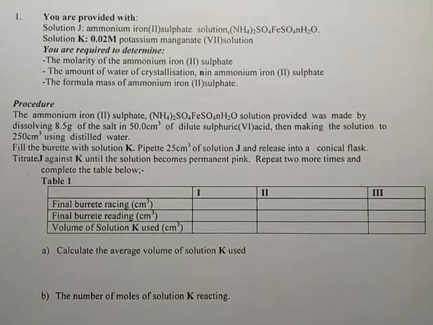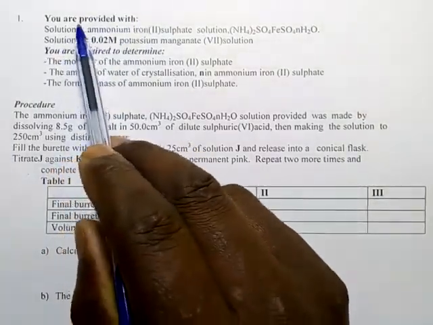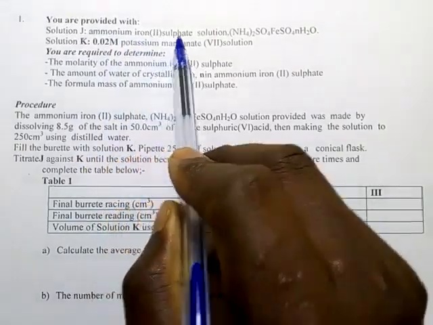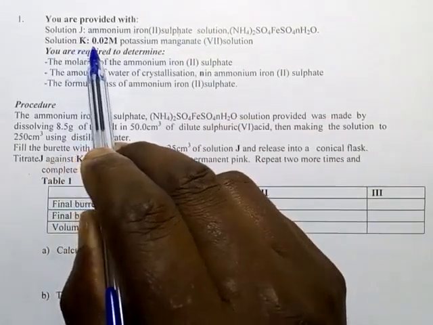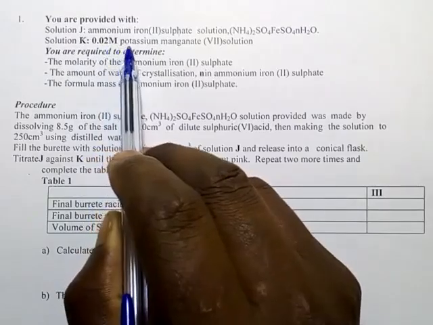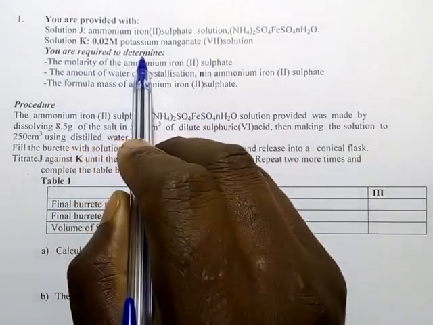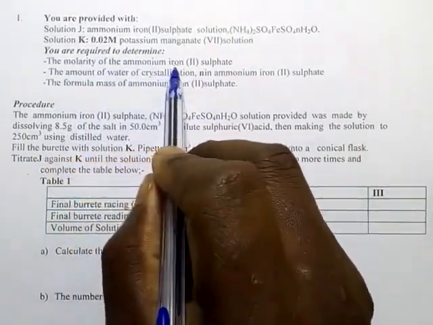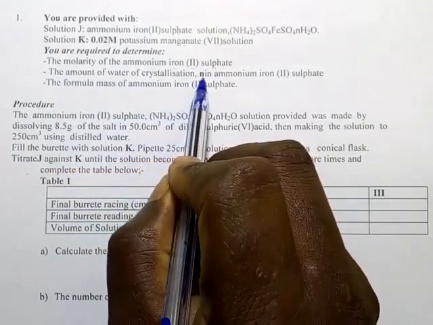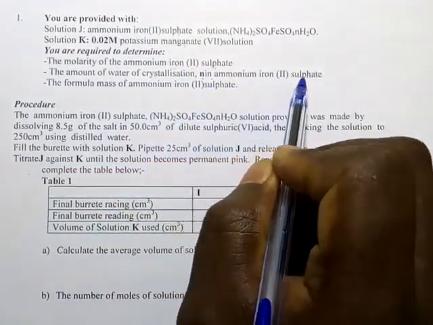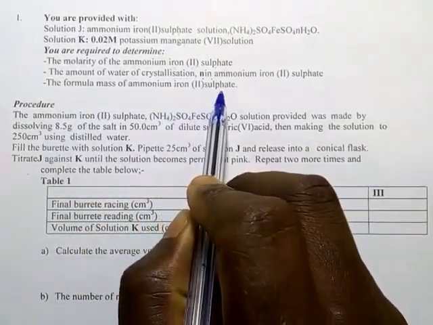Thank you. Allow me to take you through this question. You are provided with solution J. Solution J is ammonium iron 2 sulfate solution, and this is the formula. Solution K is 0.2 molar potassium manganate 7 solution. You are required to determine the molarity of ammonium iron 2 sulfate, the amount of water of crystallization N in ammonium iron 2 sulfate, and the formula mass of ammonium iron 2 sulfate.